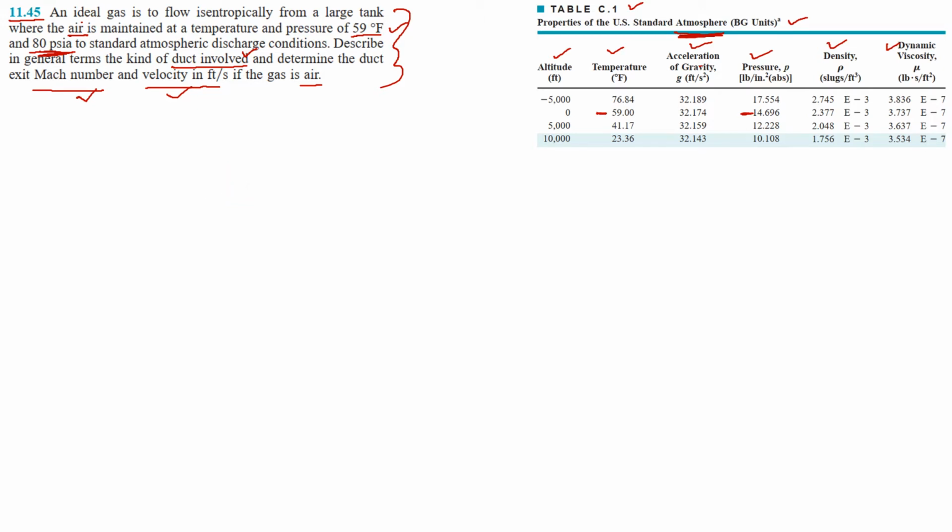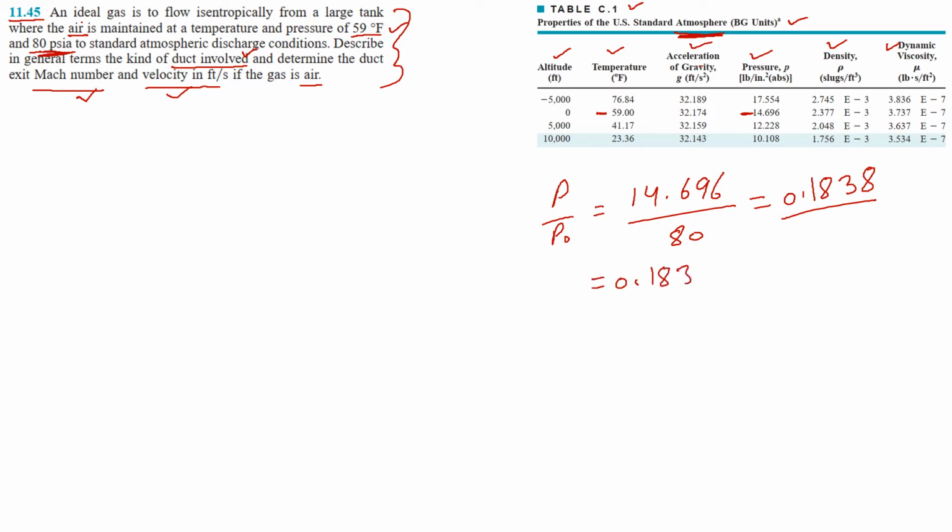We now know our P over P naught, which is 14.696 divided by 80 pounds per square inch, and this ratio comes out to be 0.1838. We are going to use this value in the graph to find other values. You can also use this equation to find the Mach number.